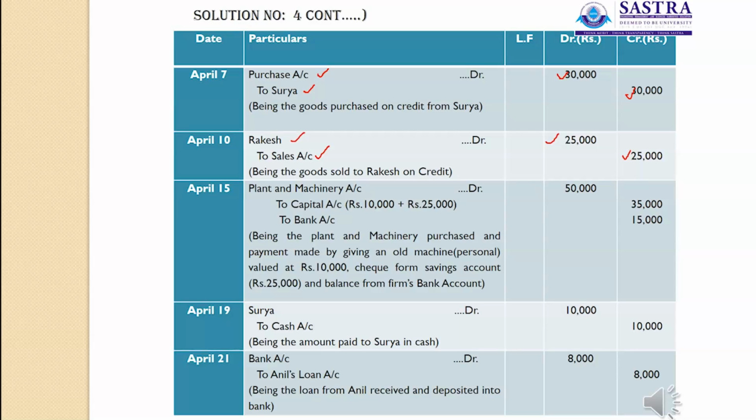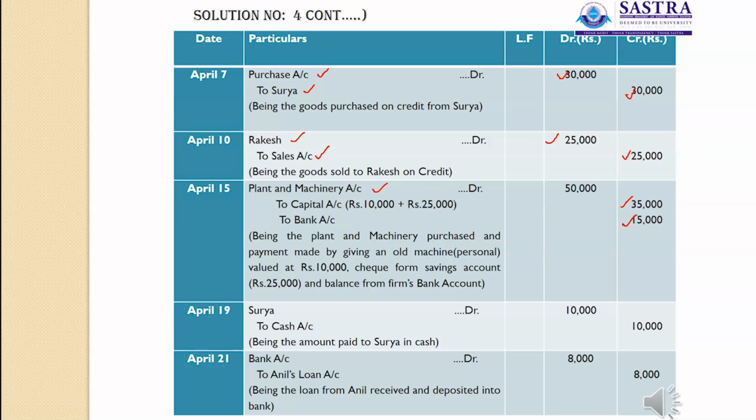Then plant and machinery purchased. So plant and machinery account debited. The savings amount should be utilized for payment of plant and machinery, so that amount is transferred to the capital account. So 10,000 plus 25,000, which are taken from the savings account, so 35,000 is transferred to the capital account. Then the remaining amount paid by check, so the remaining 15,000 credited to the bank account.